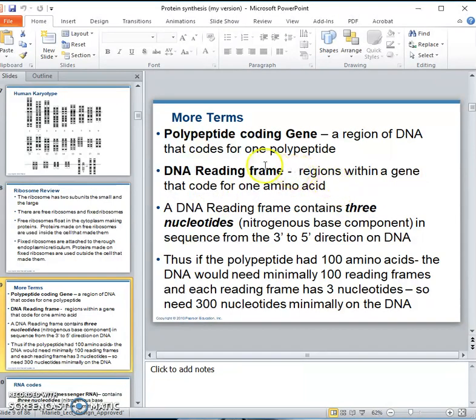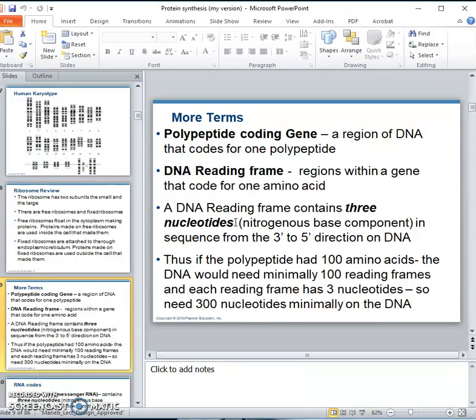Because remember, DNA codes for the primary structure. That's all it does directly. And the primary structure is the linear sequence of amino acids. So you're reading and putting an amino acid. It's reading and putting another one. Reading and putting another. A DNA reading frame contains 3 nucleotides.